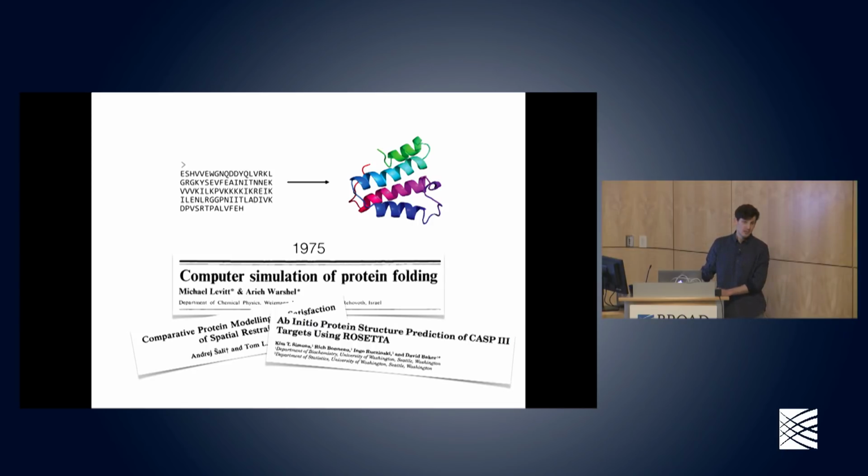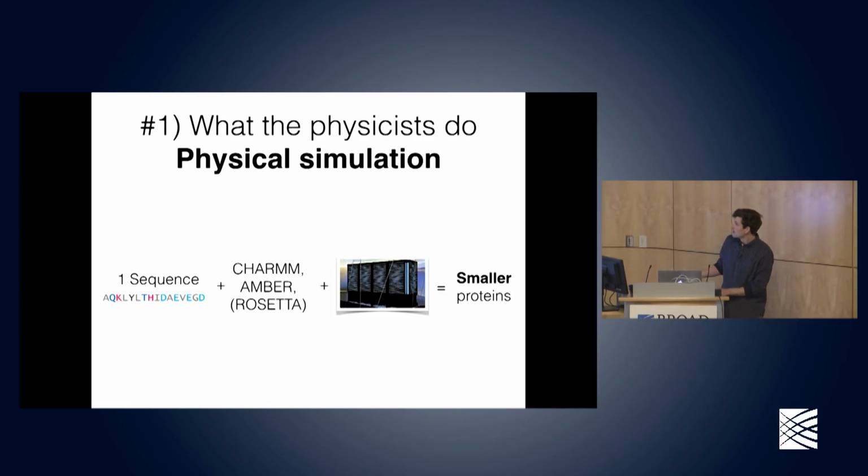The first of which is going to be what the physicists do, and the second of which is going to be kind of what the statisticians and machine learners do. So first, the physicists like to combine their knowledge of physics expressed in terms of force fields that try to approximate the effective physical forces governing polypeptide folding. All you need is one sequence, this information about a force field, and then some big, powerful hardware to try to just brute force simulate the process as it goes on.